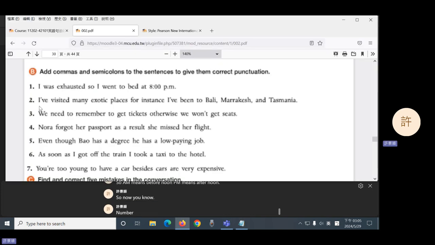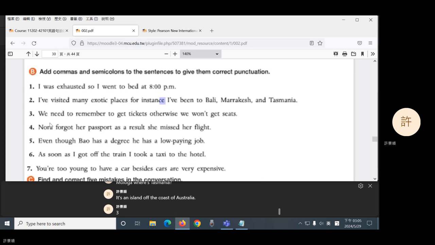Number two, I visited many exotic places; for instance, which means for example, comma, I've been to Bali, Marrakesh, and Tasmania. Marrakesh is in Morocco. Where's Tasmania? It's an island off the coast of Australia.